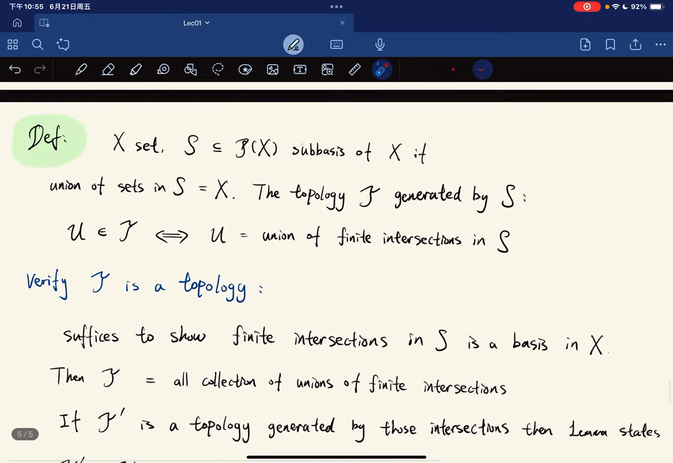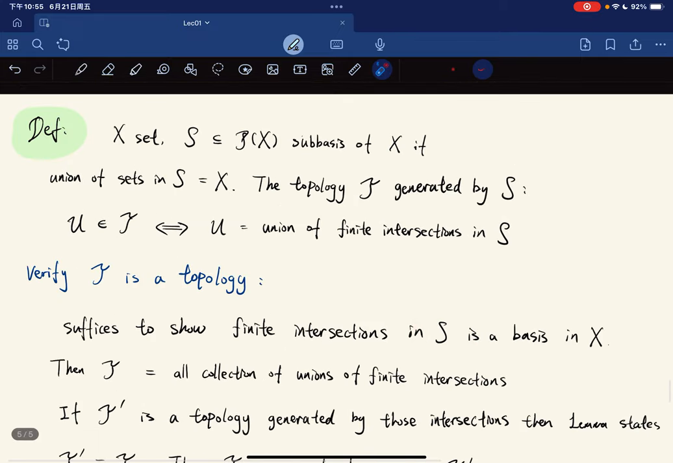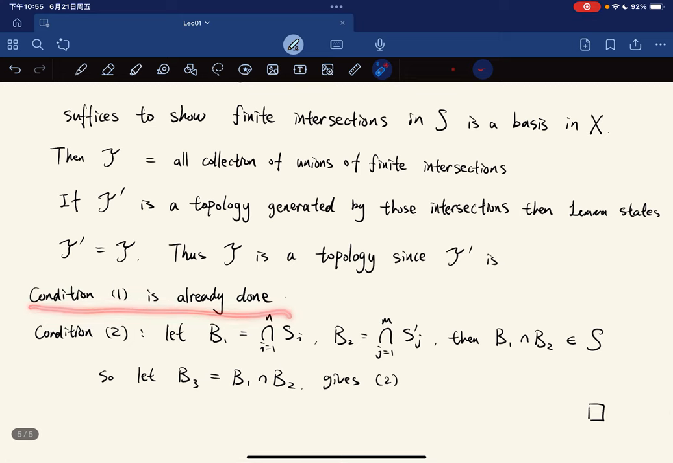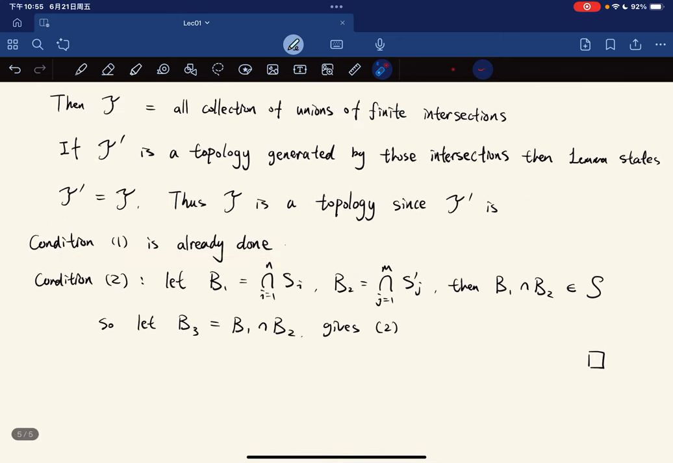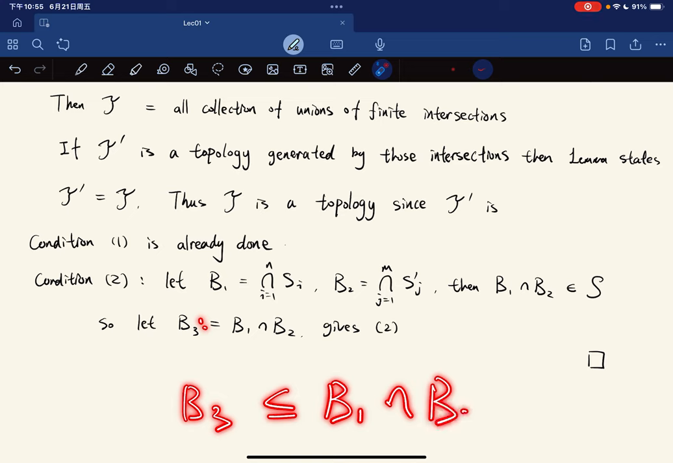Okay, so let's verify this is a basis. Condition one is already done, right? Condition one of a basis, because the union of sets in S is equal to X. We stated this already for a subbasis. And condition two is that if B1 is some finite intersection and B2 is some finite intersection, then their intersection is again a finite intersection, which is in this collection. Now, let B3 equal their intersection. Then B3 is a subset of B1 intersect B2, because they're equal, they contain each other. So it gives two.